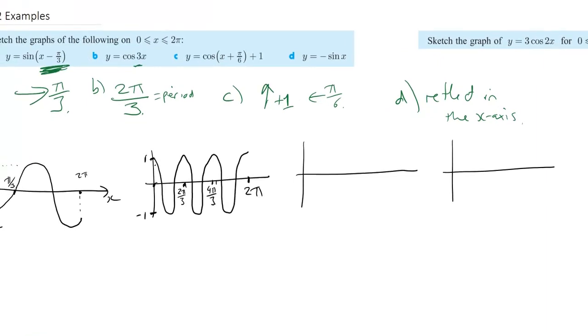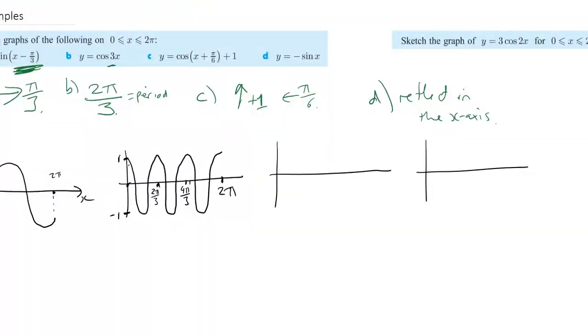We have a cosine graph again this time, and we are moving up 1. So that means that rather than oscillating between 1 and minus 1, we've got that principal axis here, and that is at the point 1, which means if we're going to keep the amplitude the same, it will go as high as 2 and as low as 0. So we're going to be looking something like that.